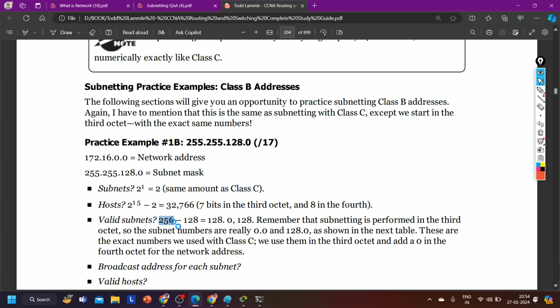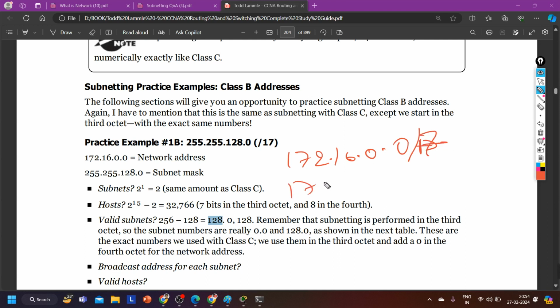And then the next network, 256 minus 128. That means the next network will be what, guys? Tell me here, this is very interesting. 172.16.0.0 is the first network, right? With slash 17. What will be the second network? 0 or something else.